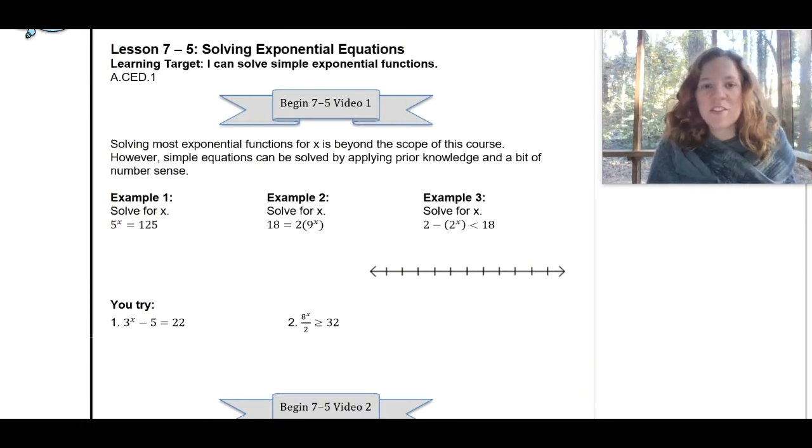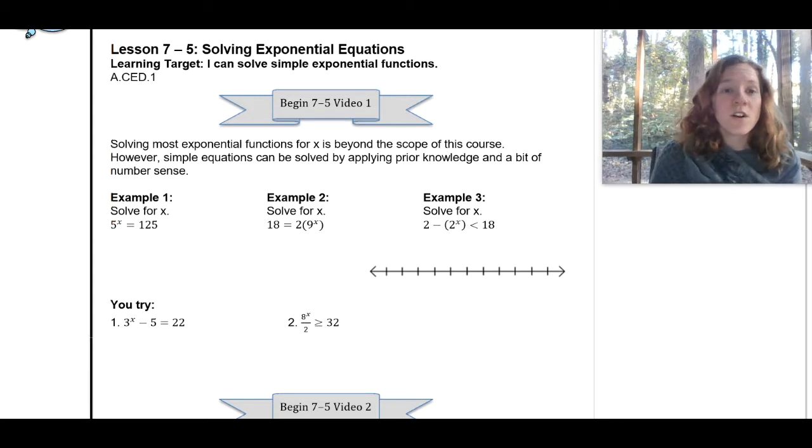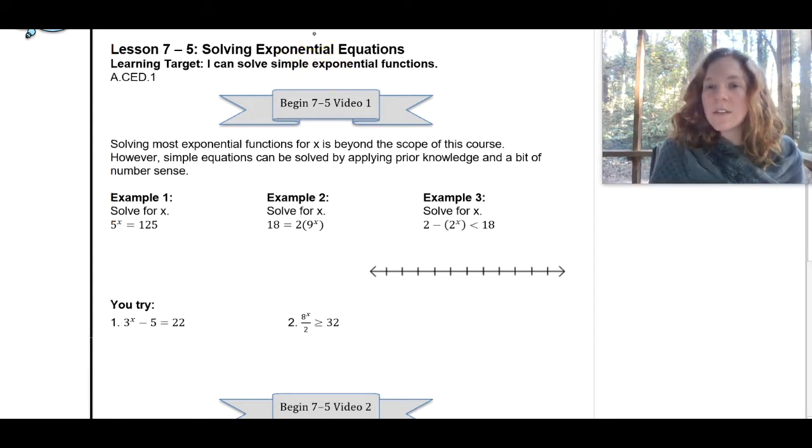Today's topic is solving exponential equations. This is probably going to be one of the easiest lessons we do this whole year. I know I've probably said that to you before, but this time I mean it, I promise. The reason it's easy is because it specifically says in our standards that we are supposed to solve simple exponential functions. Trust me, when you get to 11th grade, it's not going to be quite so simple. They can get very difficult. But for us right now, we are only ready to do the most basic of these problems.